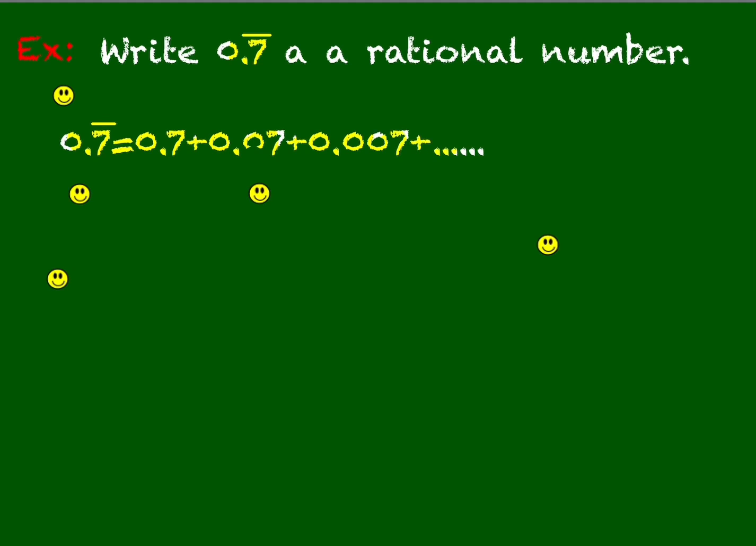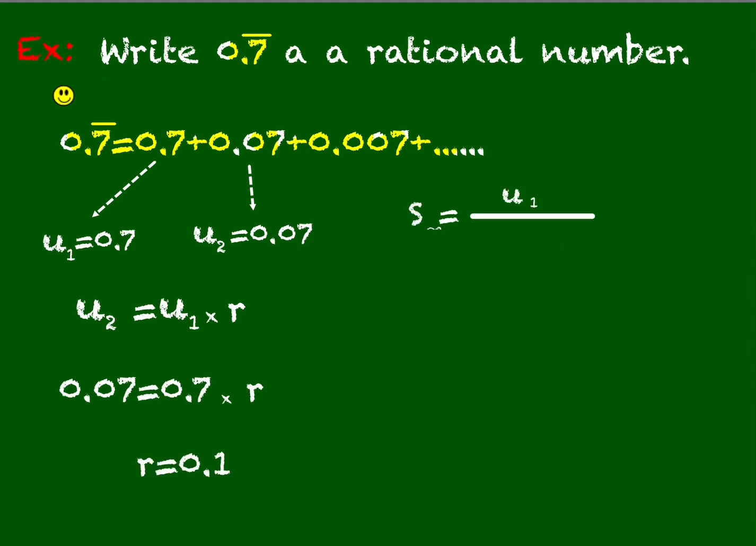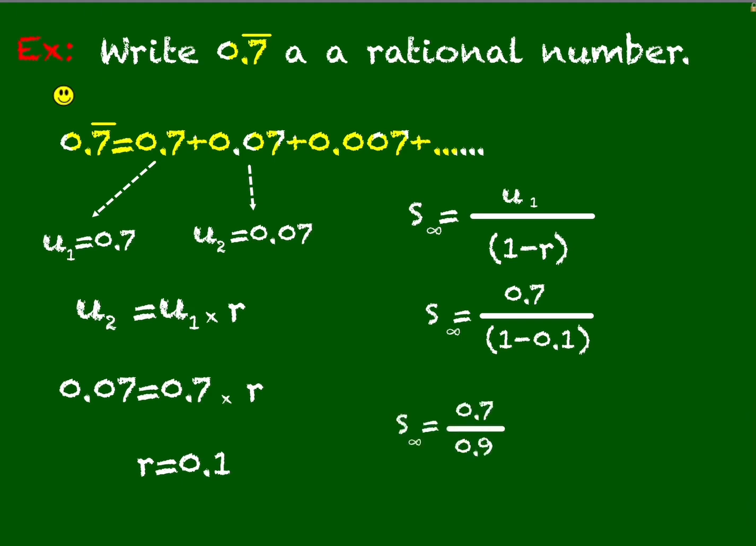To find the common ratio, we observe that the first term is 0.7 and the second term is 0.07. To get the second term from the first, we multiply by the common ratio. From this, it's clear that the common ratio is 0.1. Since the common ratio is between -1 and 1, we can calculate the sum of all terms. Now, let's substitute the first term 0.7 and the common ratio 0.1 into the sum of an infinite geometric series formula. So, the sum of the infinite terms is 7 over 9.